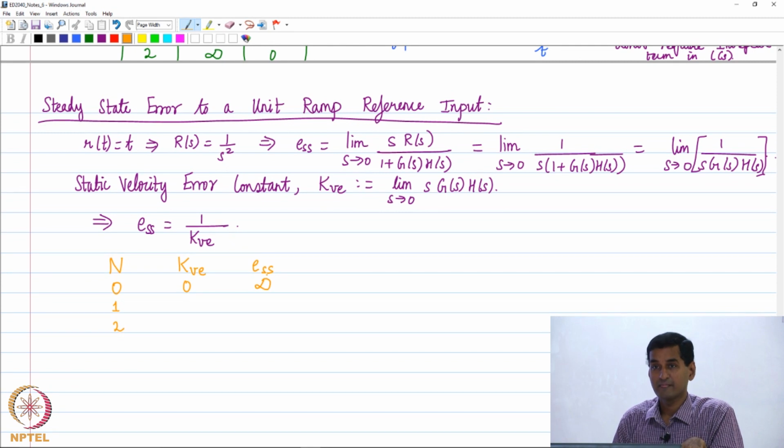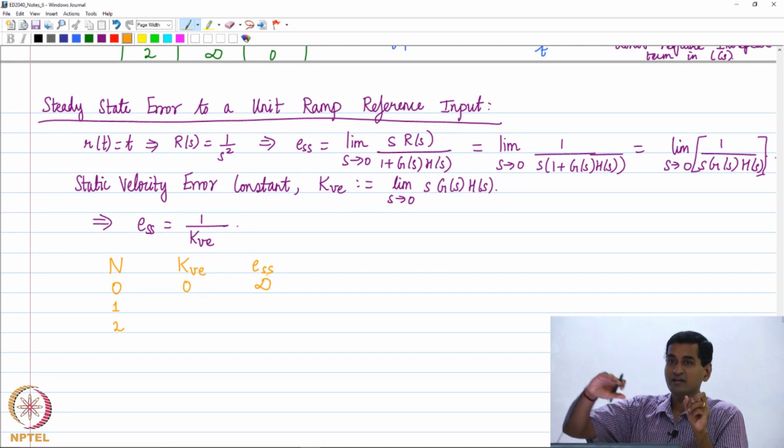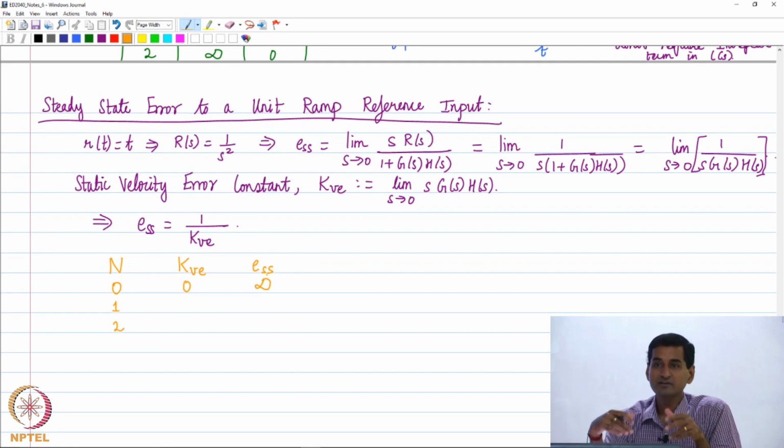So why are we studying steady state error for an unbounded input? Sometimes you may want to track a ramp. The question is what structure I need. That's the objective of this analysis, right. We will see that it's not a very simple, straightforward problem. It really depends on what you want to do in practice.